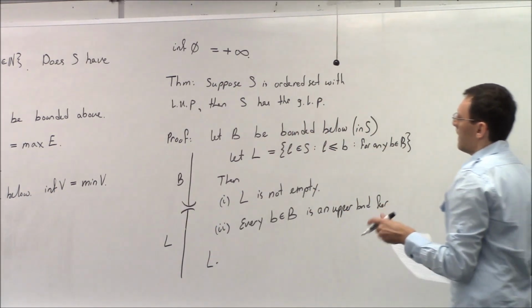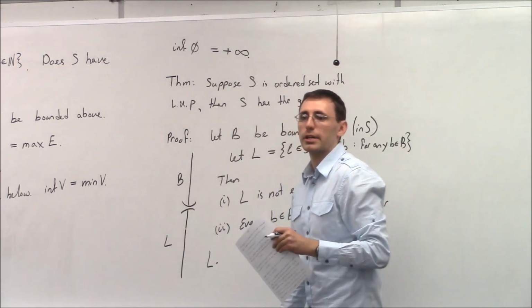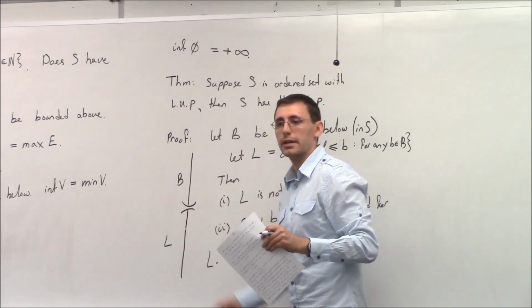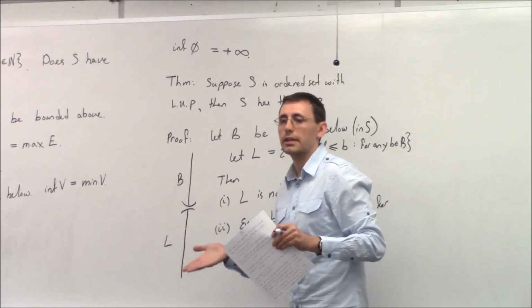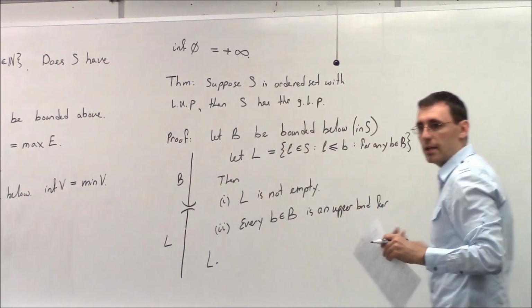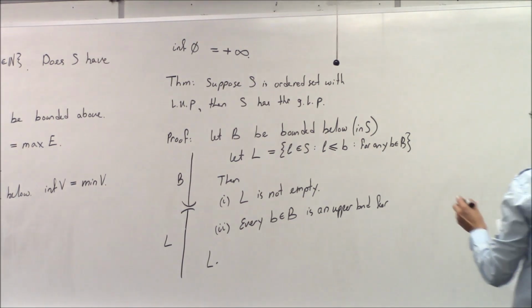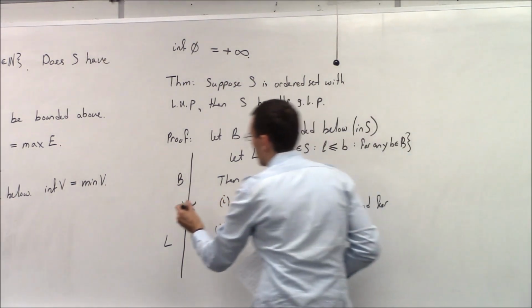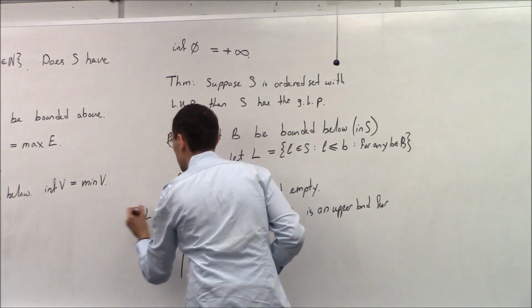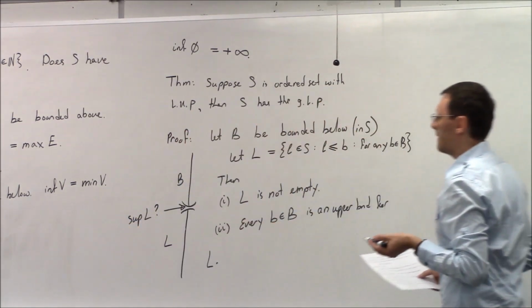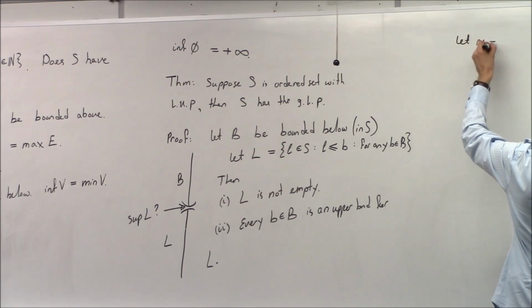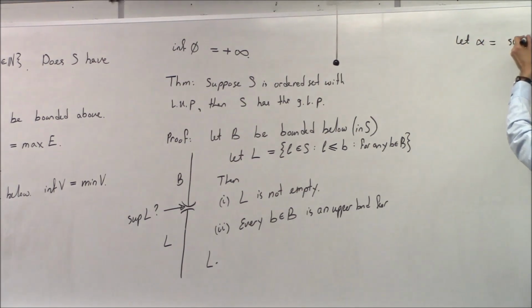Okay? Now, the picture suggests where should we search for the greatest lower bound? In terms of L, what should we do with L to find the greatest lower bound? Take the supremum, right? It will actually be the maximum, you're right, but supremum. So this thing looks like supremum L. Let's put a question mark. Okay? So let alpha equal the supremum of L.